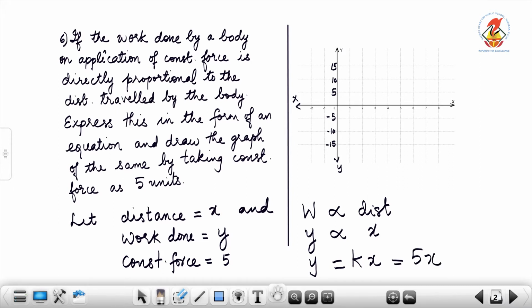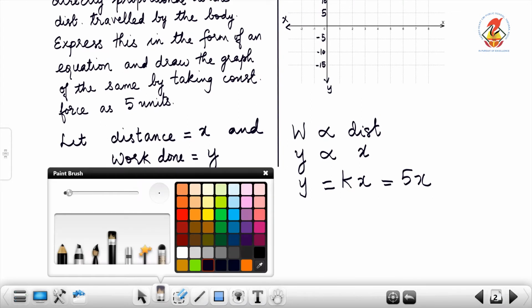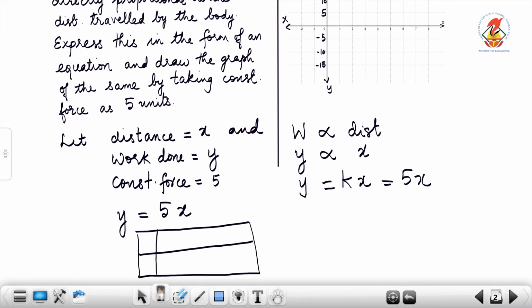So now we are having a linear equation. What is our linear equation? y is equal to 5x. And based on this linear equation, you have to draw the graph. So to draw the graph, we should have the table to locate the points.